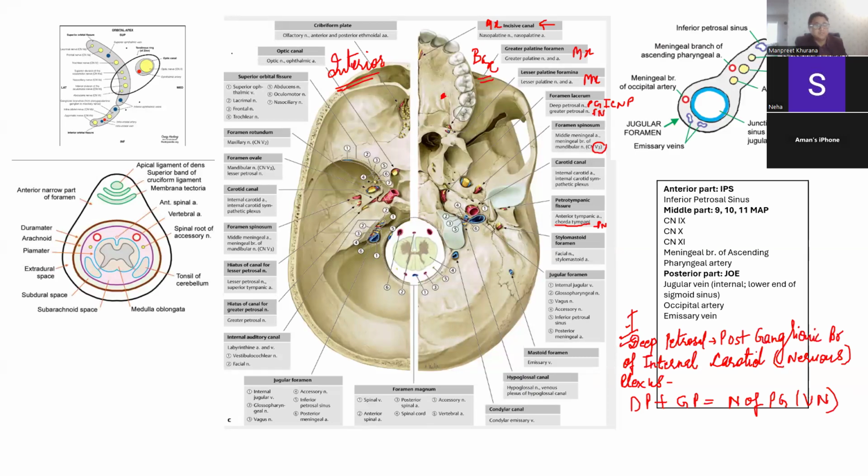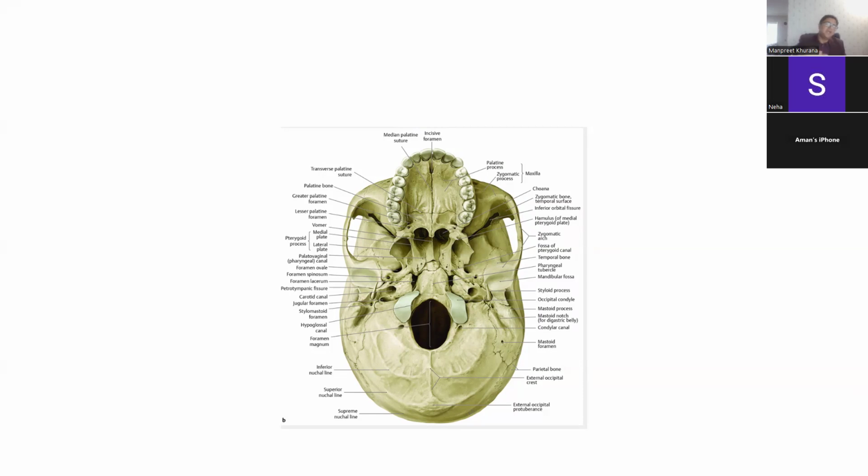No, cruciform. It's not cruciate. Cruciform, yeah. And membrana tectoria, yeah. Okay. Through the subarachnoid space. So spinal accessory nerve and vertebral arteries.